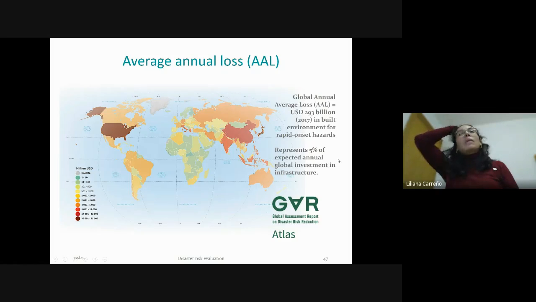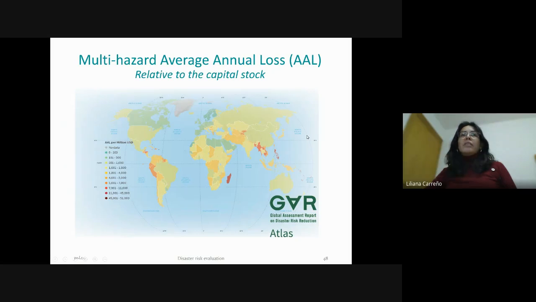This is an example of the results of the average annual loss. This is the case also at the global level of the Global Assessment Report on Disaster Risk Reduction of United Nations. You have here the results of the average annual loss, and here you have the same result, but in relative values, relative to the capital stock of each country.